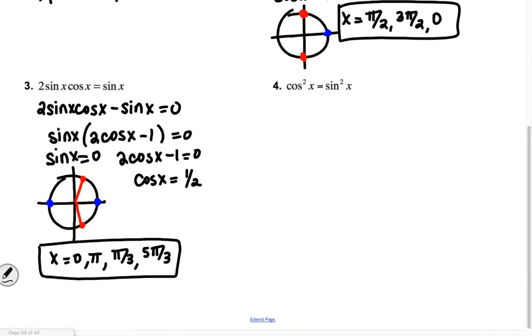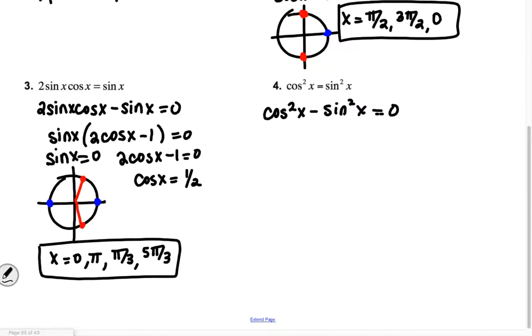Okay, so the next one I have cosine squared equals sine squared. Okay, on this one you could get them on one side and then you could factor. So I'll show you 2 ways to do this. So cosine squared, if I subtract the sine squared over, I get equals 0. And again, I can factor. That's now the difference of 2 squares.